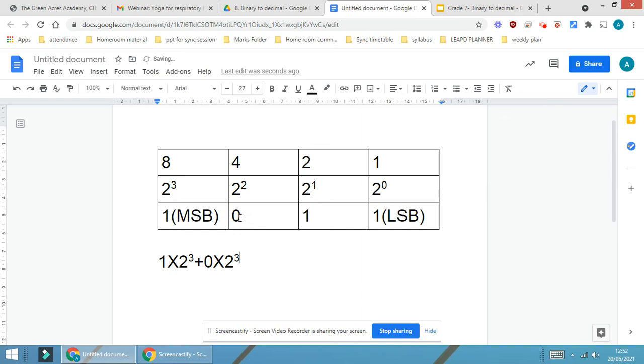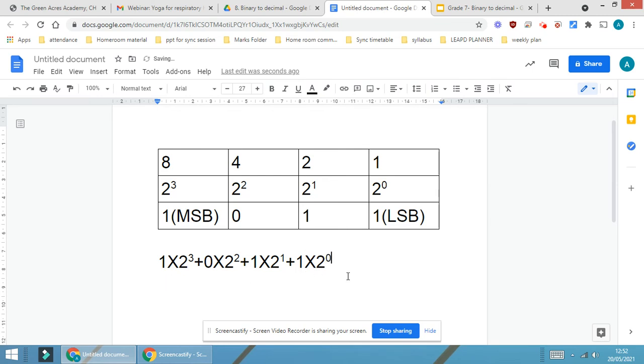Now 0, this is 0, 0 will be multiplied with 2 raised to 2. So 0 is multiplied with 2 raised to 2. Then we are having the digit as 1. So 1 will be multiplied by 2 raised to 1, and then last we are having again 1. So the last one will be multiplied by 2 raised to 0.